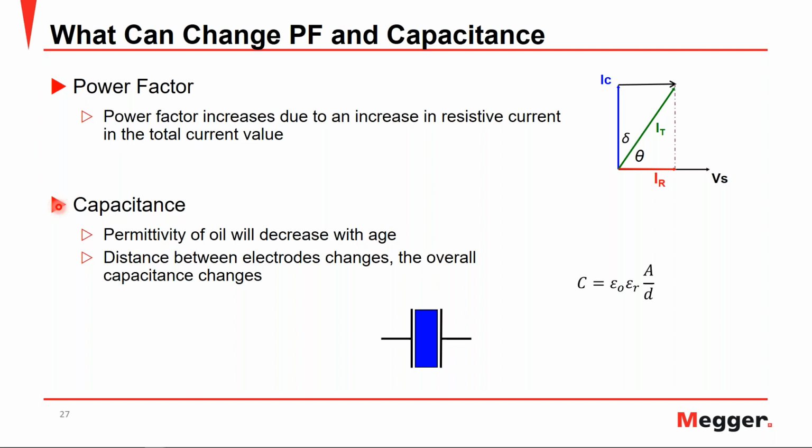For instance, looking at the capacitor at the bottom, we can see the plates are X far away from each other. If something were to happen physically to cause these plates to change distance, now the distance has increased. We can see distance in the denominator of the capacitance formula. This distance has increased, therefore the total capacitance will decrease. So capacitance can give you insight into the condition of the permittivity of the oil, which is the condition of the oil, as well as any physical changes that may have happened within your transformer.